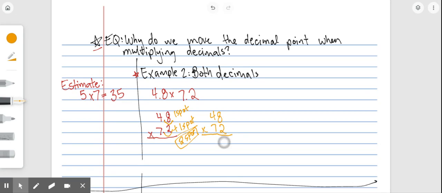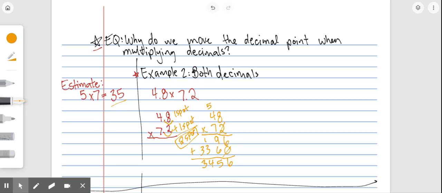2 times 8 is 16, carry the 1. 2 times 4 is 8, plus 1 is 9. Placeholder 0. And then I cross off the 2, and I'm going to erase that 1 up here. 7 times 8 is 56, carry the 5. 7 times 4 is 28, plus 5 is 33. Okay. All right, and then I'm going to add those together. 6 plus 0 is 6. 9 plus 6 is 15. Carry the 1. 3 plus 1 is 4, and 3 plus nothing is 3. So my answer is 3,456.